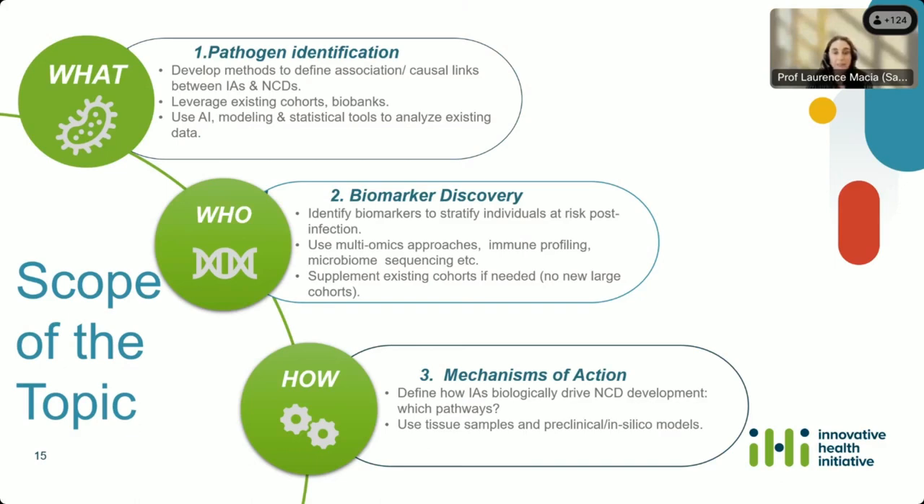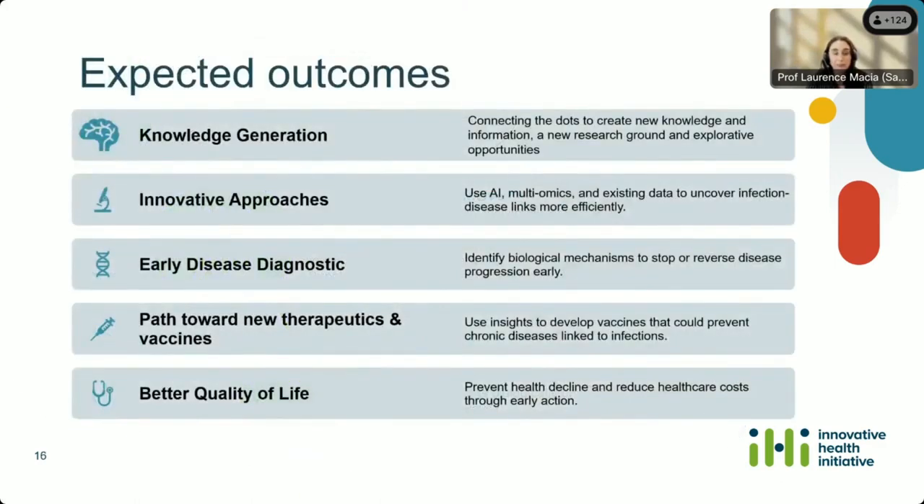Next slide, please. So what do we expect from this project? Number one is really new knowledge. We want to understand further the disease and the link between infectious agent and the disease. We expect innovative approaches, so using AI, multi-omic, and existing data really to uncover how infection can trigger disease development.